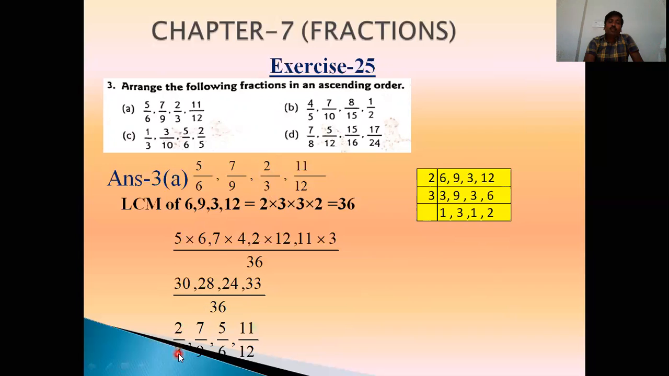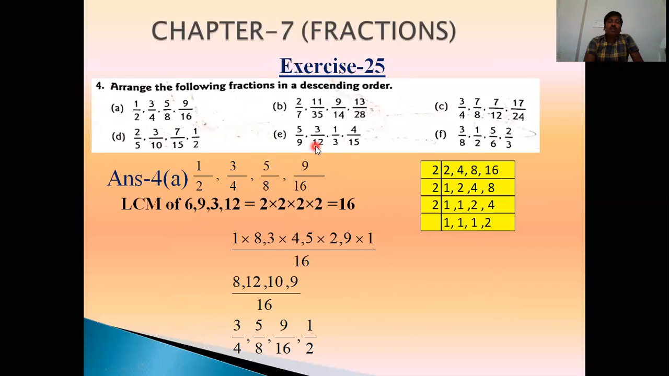Now first we write 2 by 3, and after that 28. 28 comes from 7 by 9, and after that 30, which means 5 by 6, and lastly 11 by 12. So now children, in this way we can arrange the numbers in ascending order. Now this is the last question of your exercise 25. Question number 4. Arrange the following fractions in descending order.